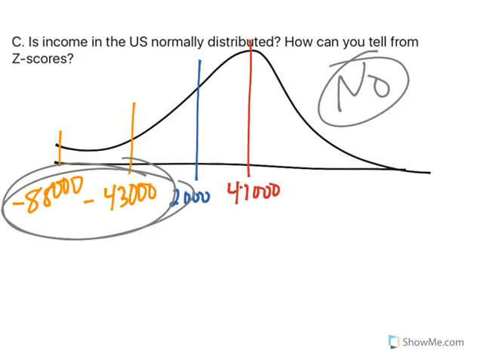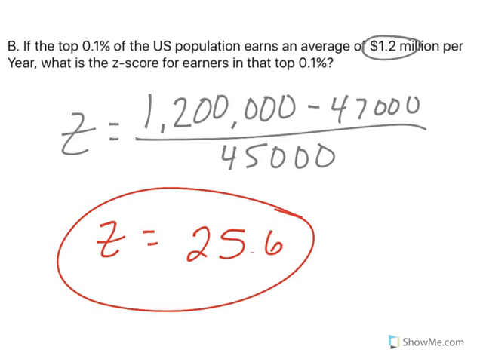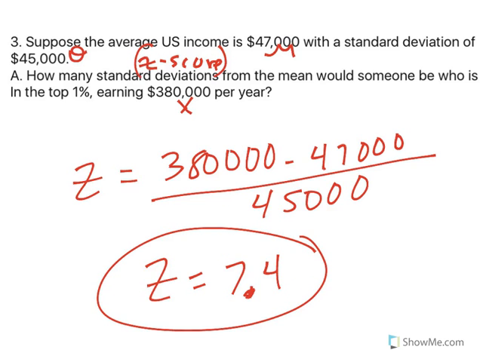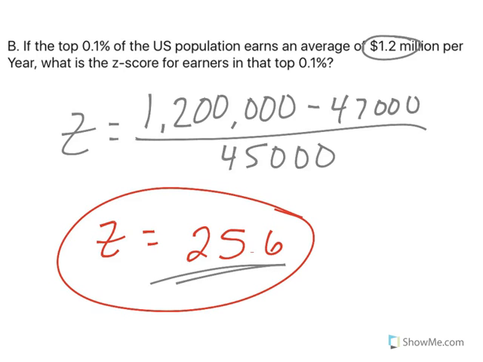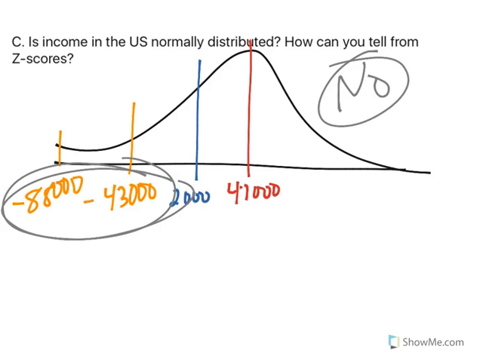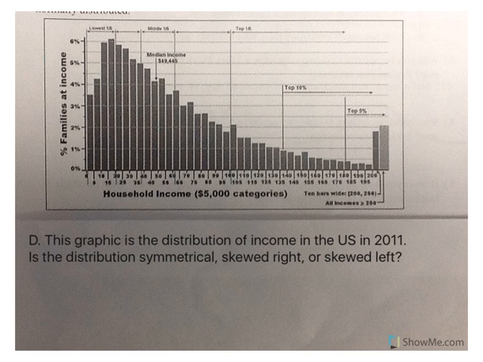So no, this really is not, and you can tell from the z-scores, because really, the top 1% should not have a z-score of 7.4. 1% should have a z-score of like, I don't know, maybe 3 something, right? But 7.4 is so far out there. These z-scores are so crazy and so big that it's just not plausible to be normally distributed.